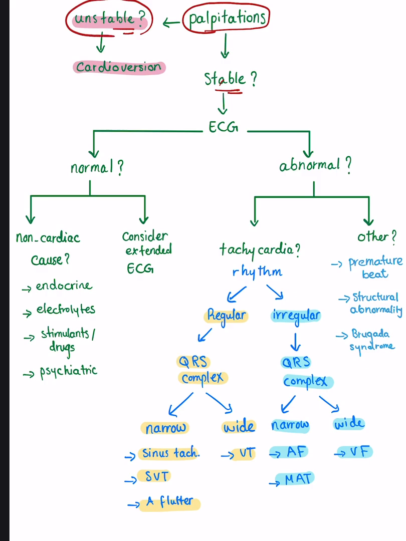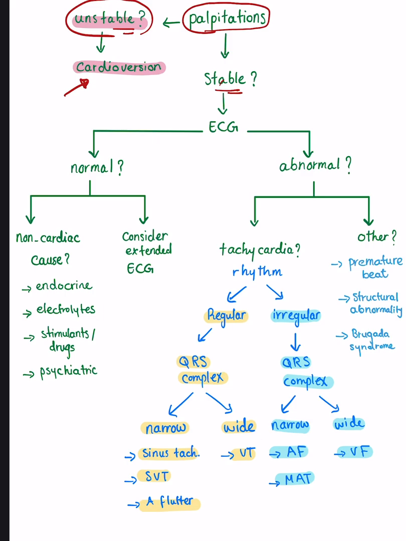If the patient is unstable, and this you can determine based on the vitals, so blood pressure, if they are hypotensive, and also neurological signs, like if they are in syncope, for example, then the patient is unstable and you might need to do cardioversion. In this case, usually the diagnosis is not as relevant. What you need to do is save the patient, right?